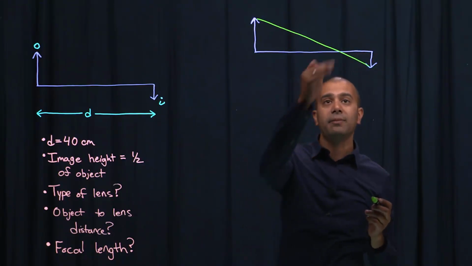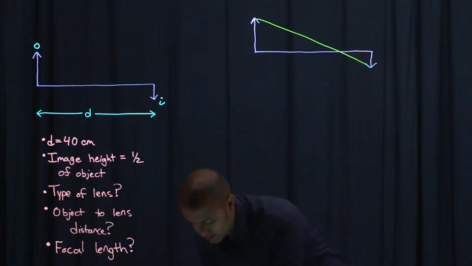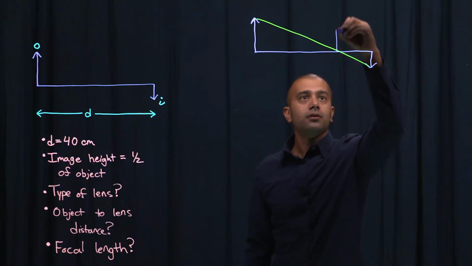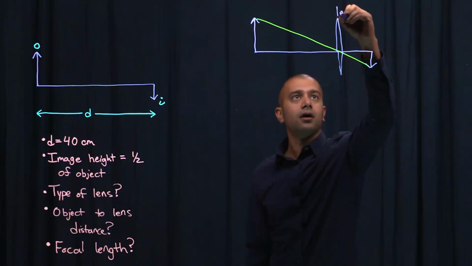All right, so we know that because it's going to pass through the middle of the lens, the lens has to be right there. So let me go ahead and draw the lens in. All right, so there's our lens.